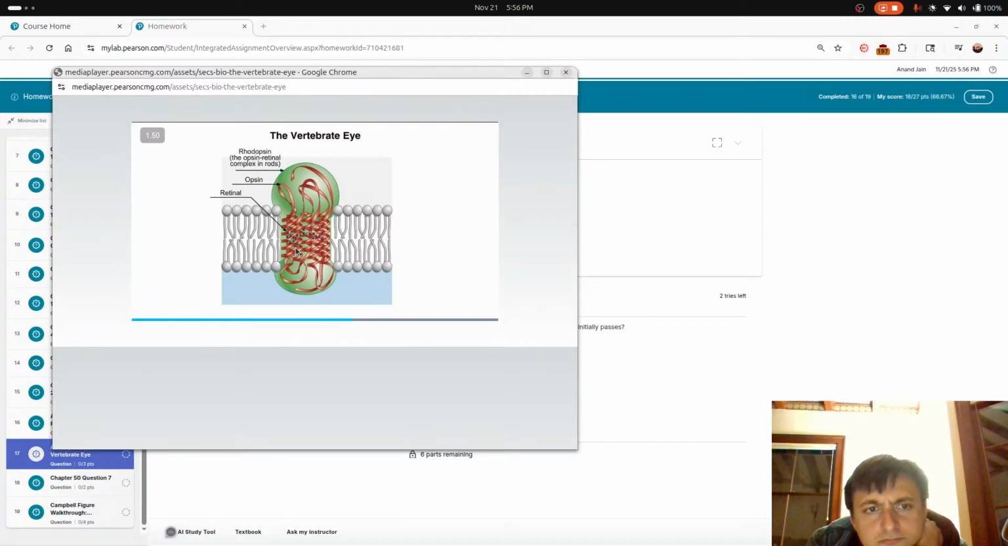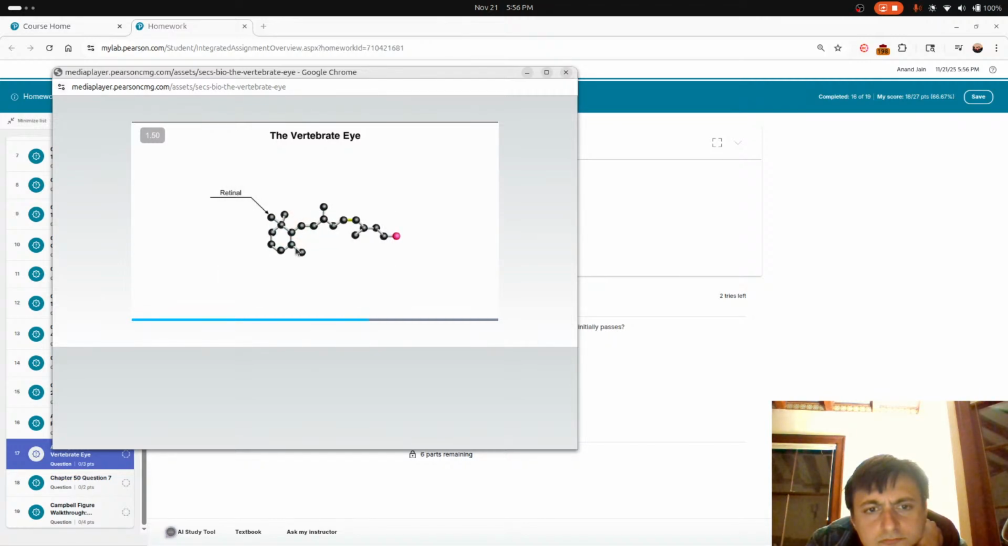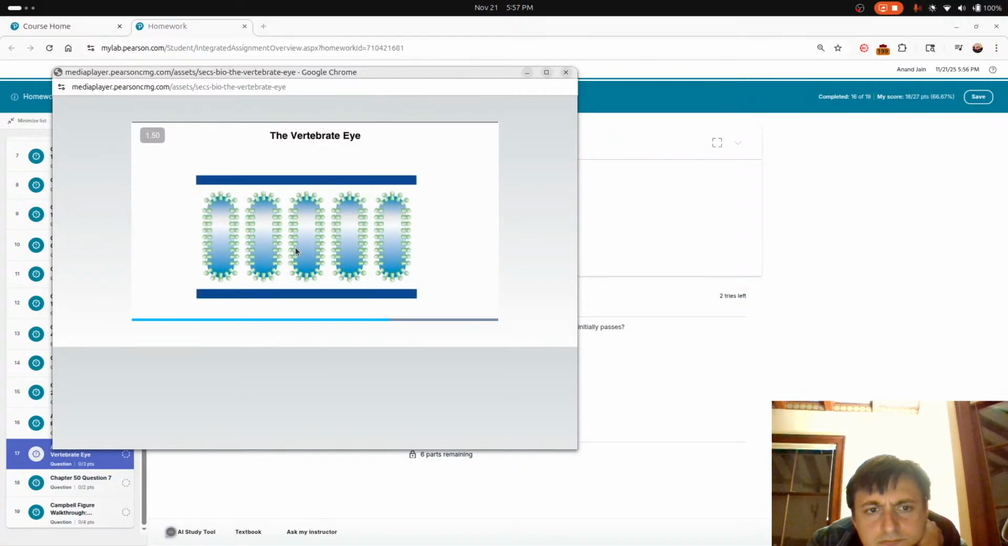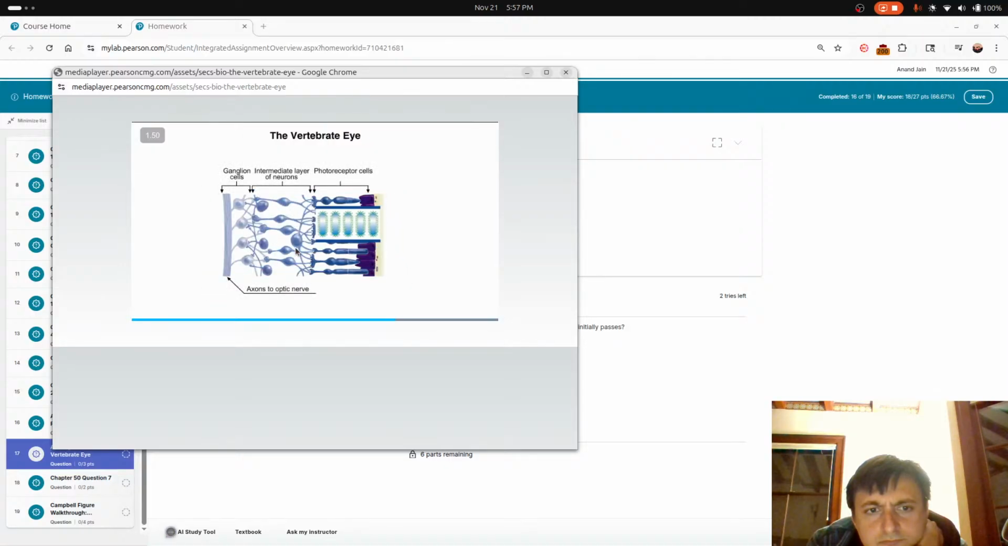Each of the three types of cone, blue, red, or green, has its own specific kind of opsin. The retinal molecule is the light-sensitive portion of the complex. When retinal absorbs light, it changes shape. The change in the shape of retinal causes the surrounding opsin to change shape. The opsin, in turn, triggers a cascade of events that activates the cell.